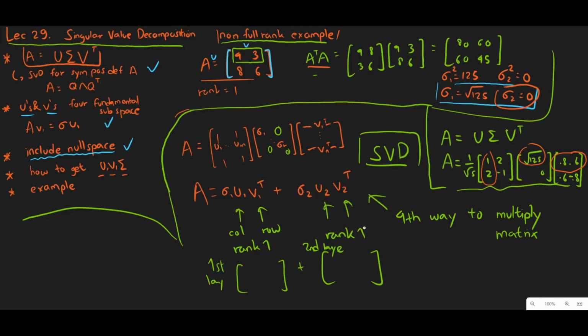So this will be rank 0, but in case this is a full sigma matrix with non-zero diagonal elements, then you will see that it forms into these layers, and it's helpful to connect this to our earlier theory of the fourth way to multiply matrices, and this is used in the SVD.